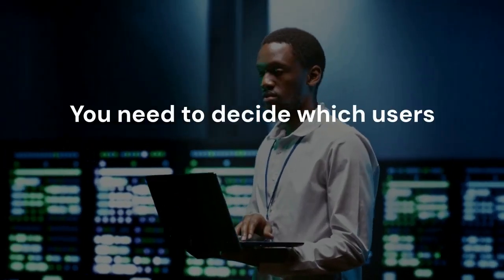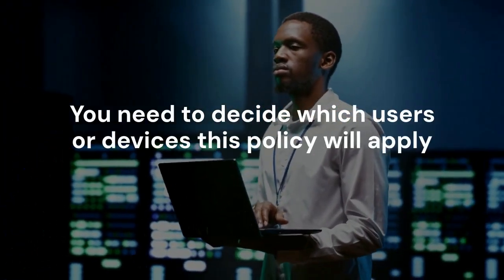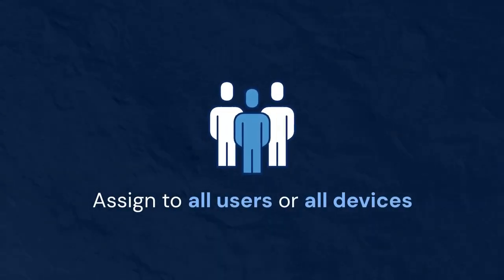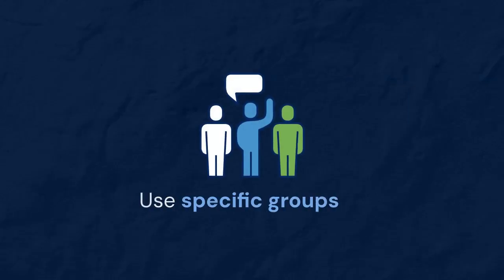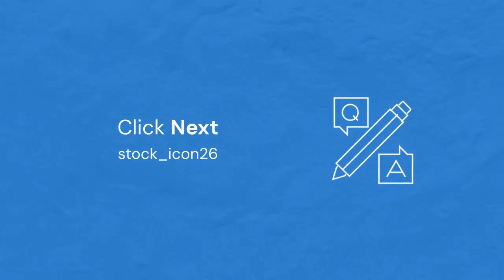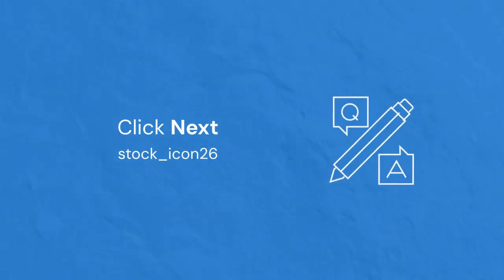The next step is to assign this profile. You need to decide which users or devices this policy will apply to. For maximum security, you should assign it to all users or all devices that use OneDrive for Business. You can also use specific groups if you have a more granular approach. Review your assignments and then click Next.